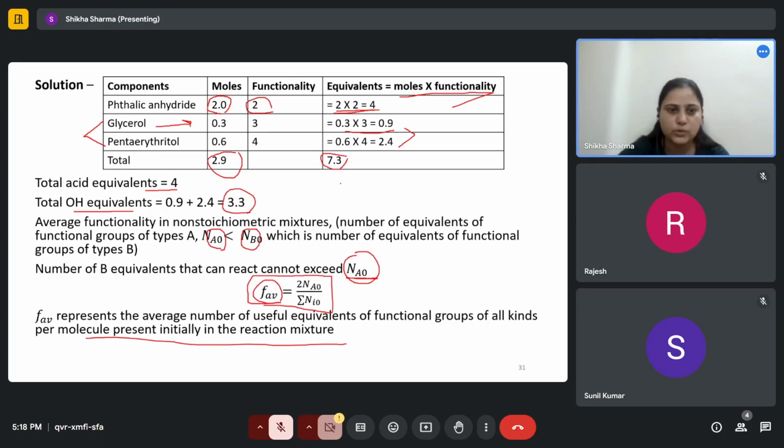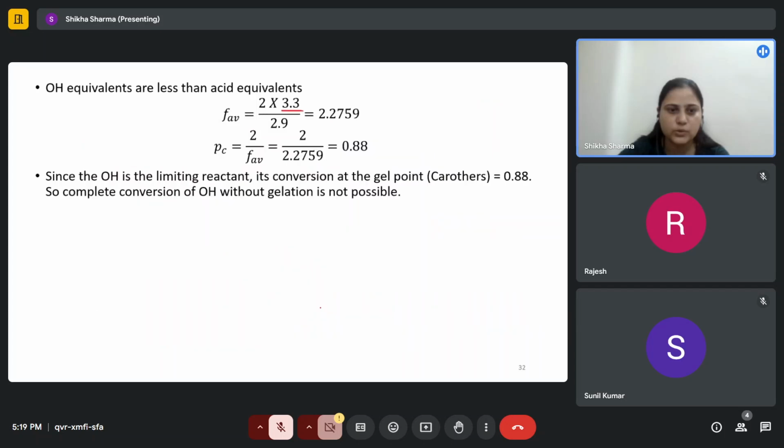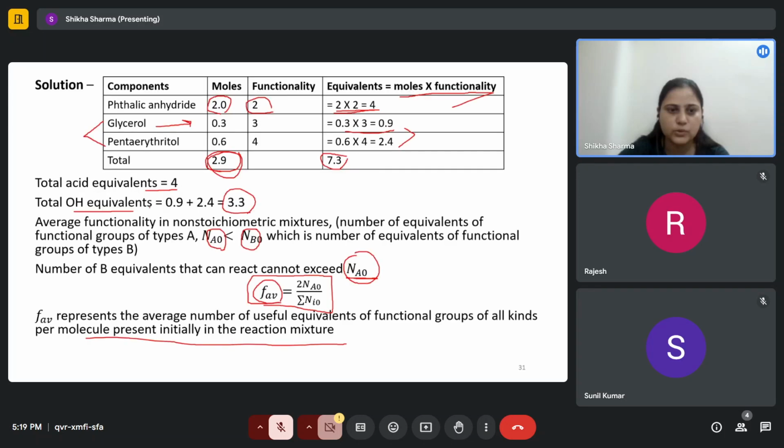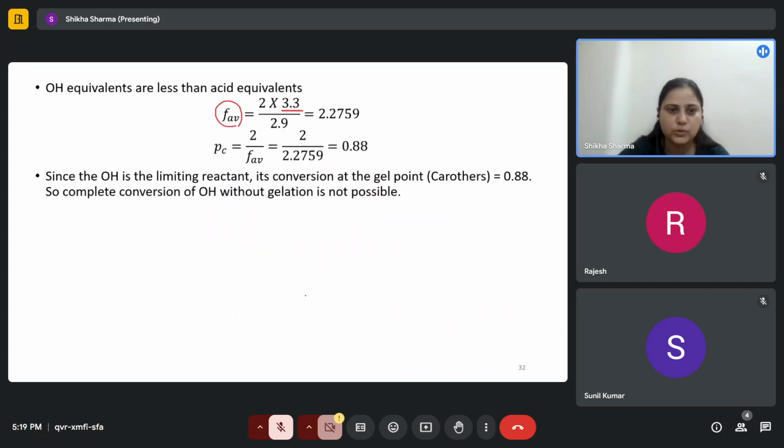2.9, which is the summation of the total number of moles, right? So N i naught is nothing but the summation of the total number of moles. So we can understand from this what the value of FAV is, which is the average number of useful equivalents of the functional groups per molecule present initially in the reaction mixture. So we can get this value.